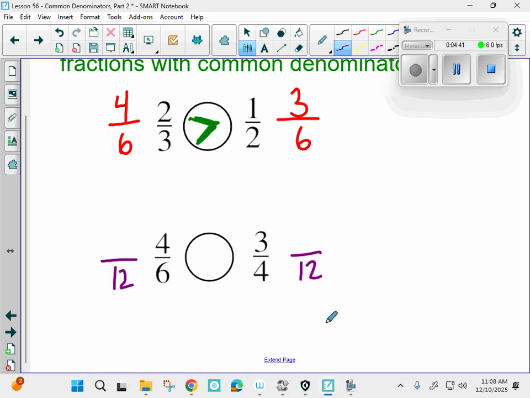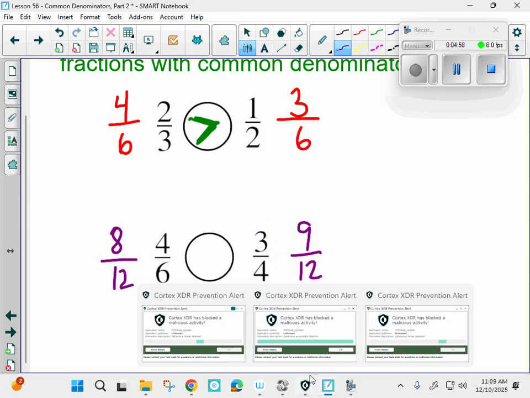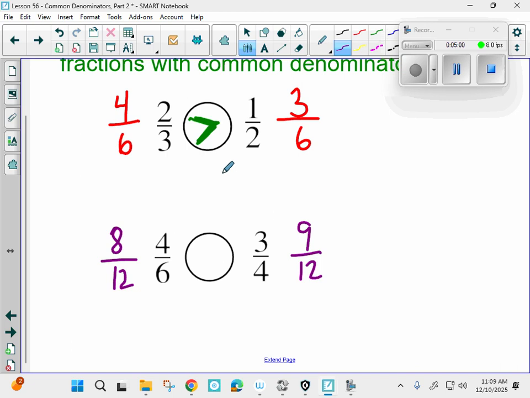And so, Caitlin, what do I multiply this first fraction by? Yep, 2 over 2. So 4 times 2 is 8. And then this fraction, Layla, what am I going to multiply by? 3. Yep, 3 over 3. So I'm going to multiply this guy by 3. That'd be 9. So I have 8/12 and 9/12. So 8/12 is less than 9/12.